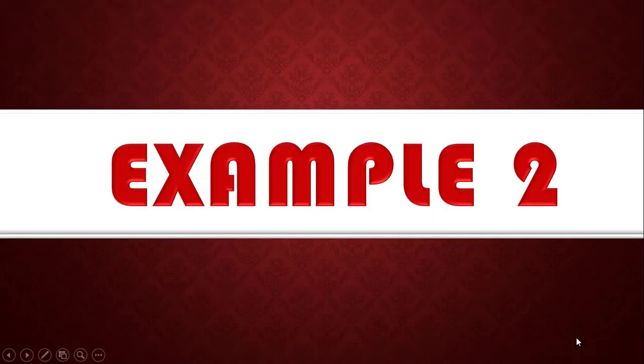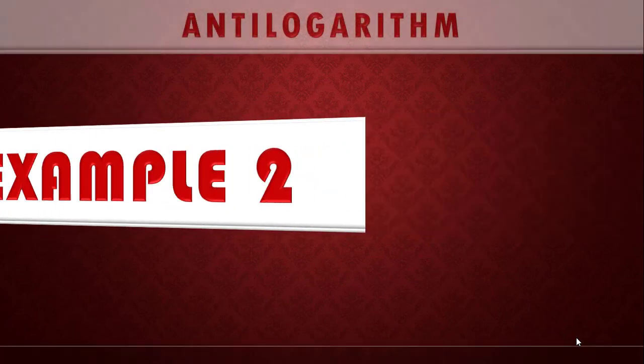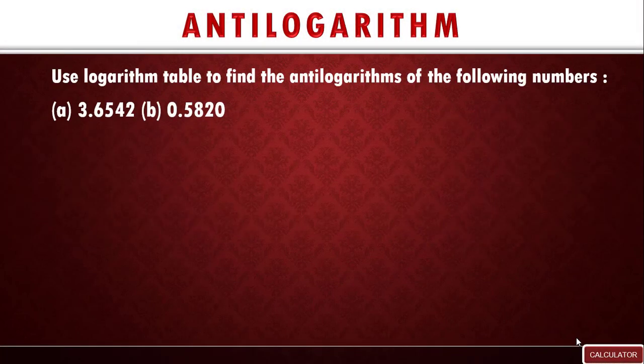Okay, let's look at the example 2. In this example, we are asked to determine the antilogarithm of the following numbers: 3.6542 and 0.5820. Okay, we'll start with the first one, which is the A part. We are looking for the antilog of 3.6542. Okay, in this particular example, we're going to be making use of our calculator to determine the antilog.